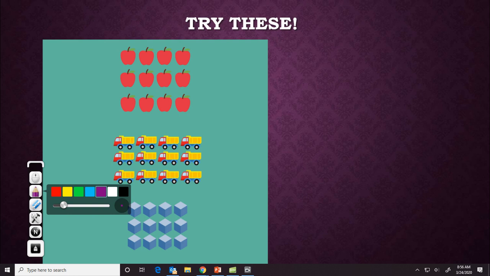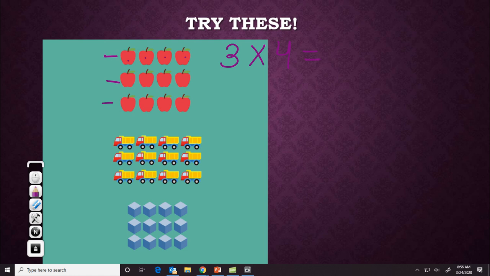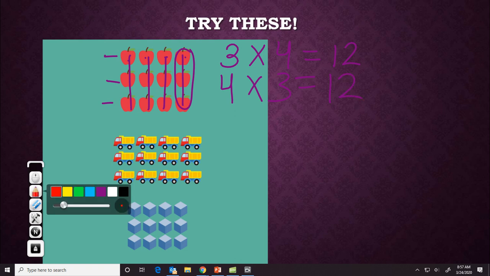So for this top one, I've got a row here, and here, and here. So I have 3 rows, and I have 1, 2, 3, 4 in each row. So I could say 3 times 4. Also, I could talk about what the answer is. 3 times 4, we know 4 plus 4 is 8, plus 4 more is 12. Another way I could write this is I have 4 columns and 3 in each of those columns. The answer is still 12. I should probably use a different color than purple so you can see this better. I'll use light blue.